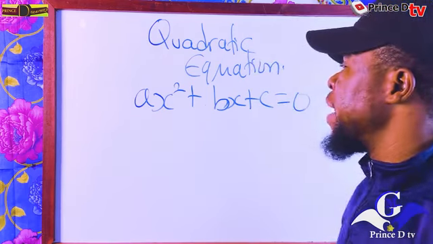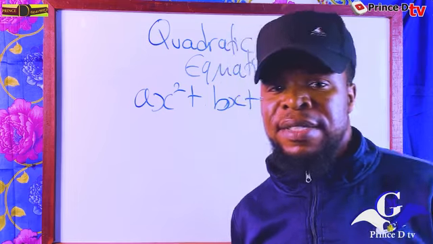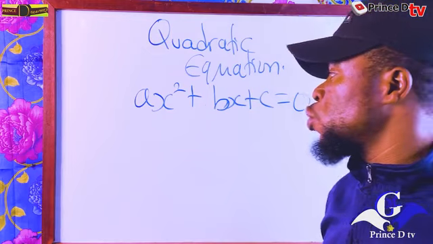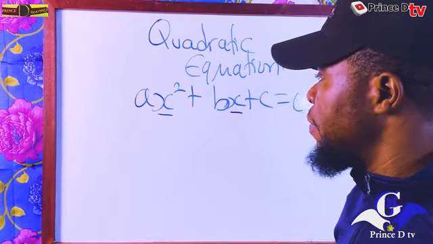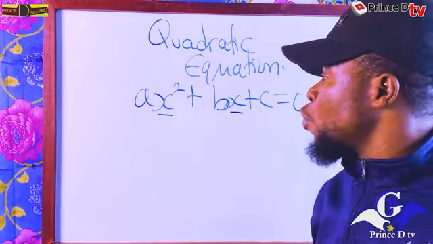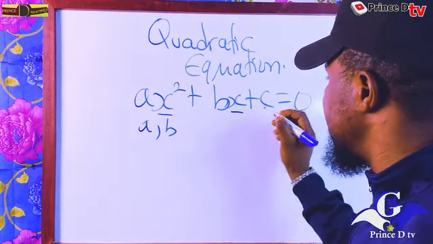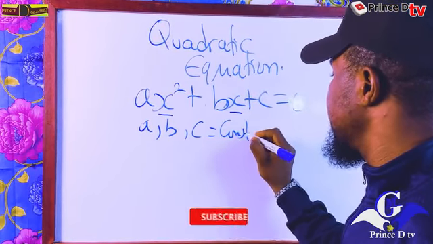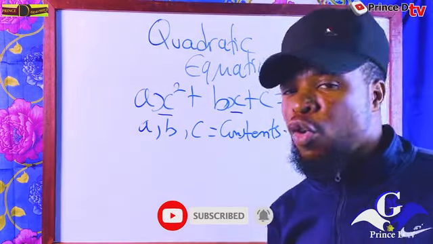Therefore, the coefficients of the variable are being multiplied as a sum. So the highest power of the variable is 2. So this is our variable. These are our variables having the highest degree or power as 2, where A, B, and C are constants.